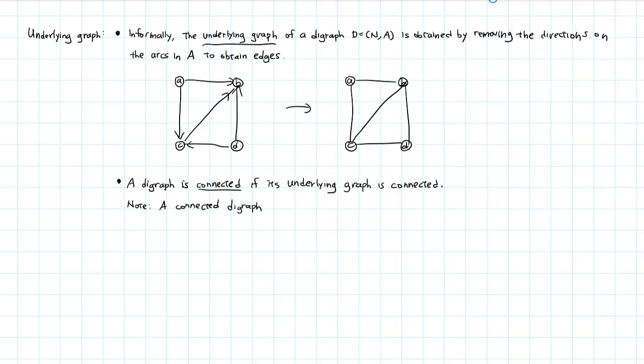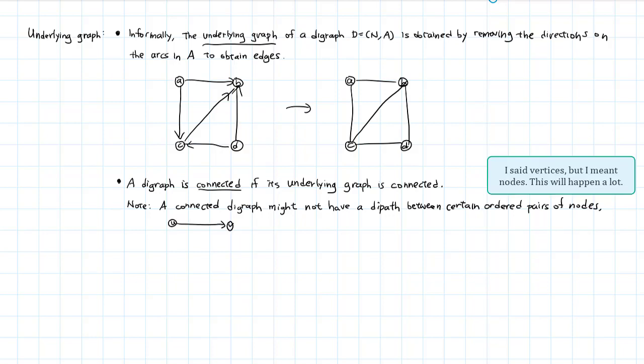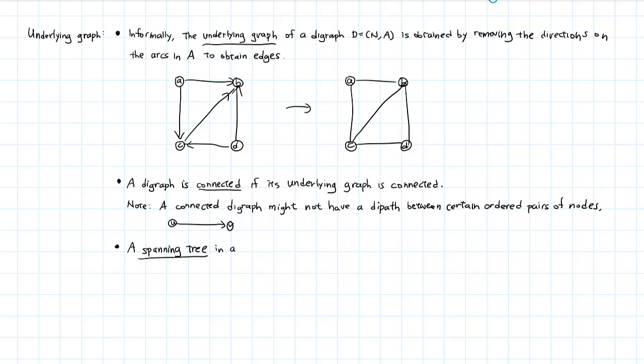Note that even if a digraph is connected, there might not be a dipath between every ordered pair of vertices. For example, suppose you have a digraph that consists of just an arc from U to V. Then, in this digraph, there is no dipath from V to U. As an aside, if there is a dipath between every ordered pair of vertices, then the digraph is called strongly connected. We won't be using this term in this course. The notion of a spanning tree can be transferred into digraphs as well. A spanning tree in the digraph corresponds to a spanning tree in the underlying graph.